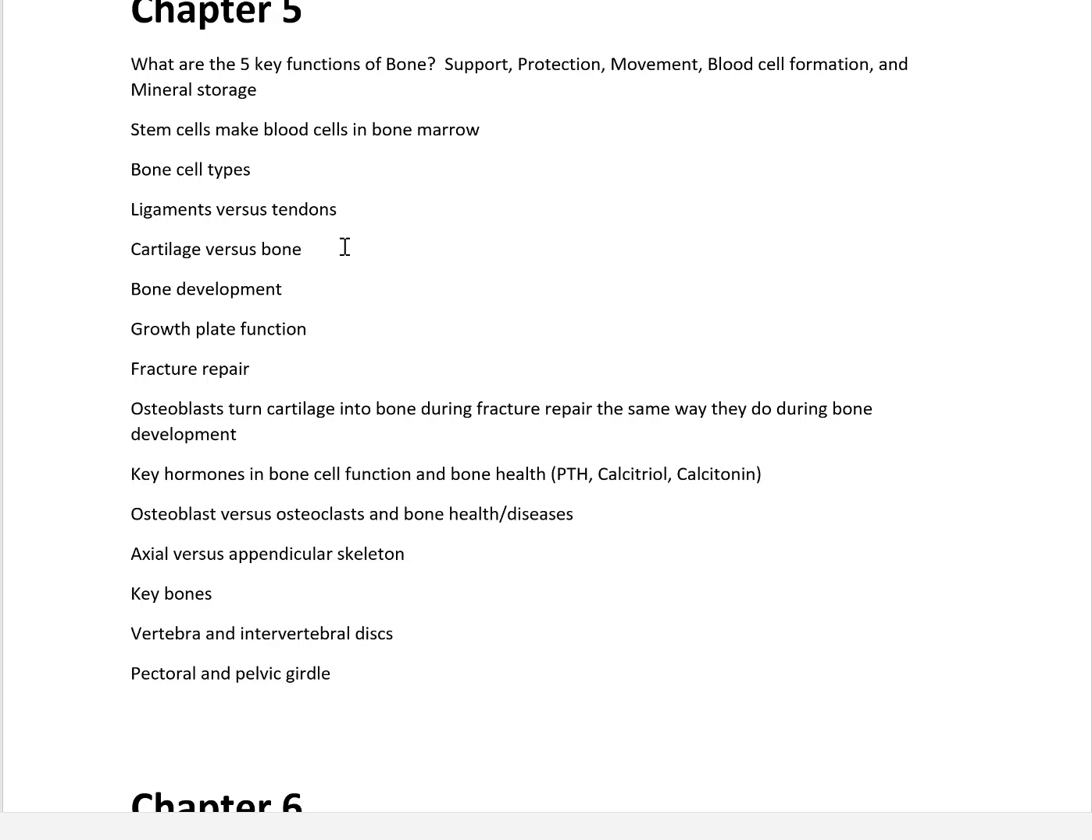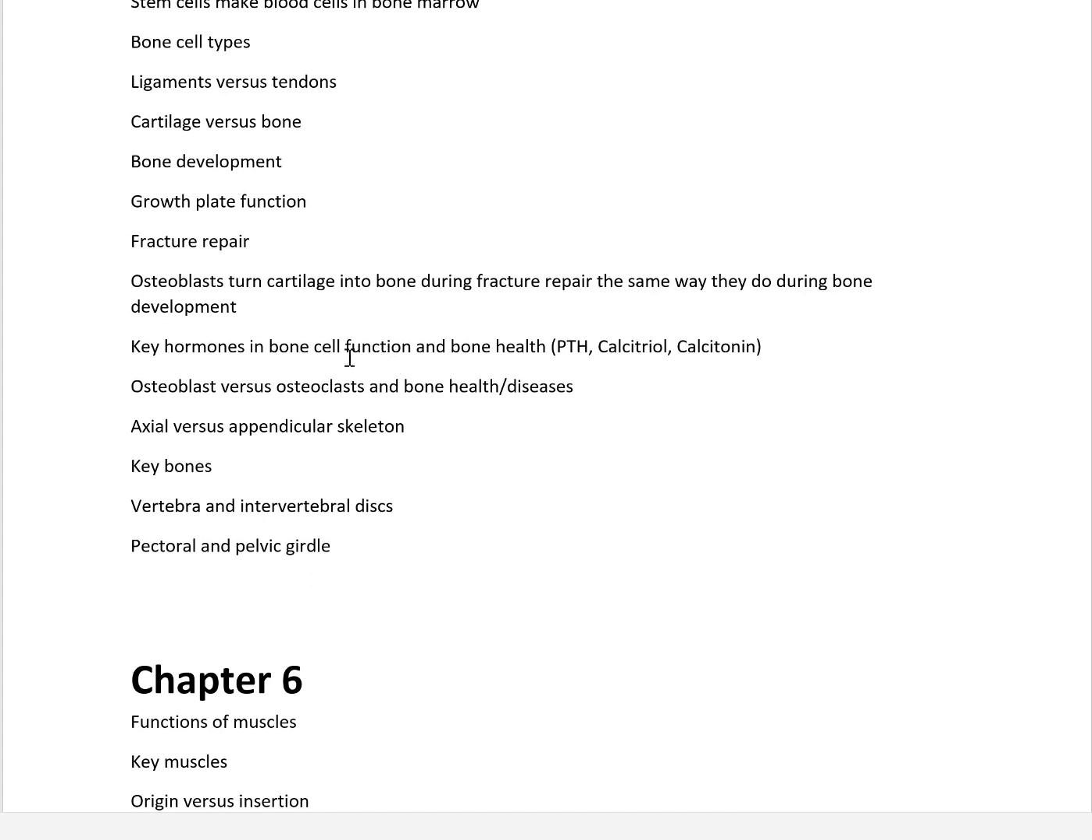Fracture repair is actually quite similar to the bone remodeling process and bone growth process. When you have a fracture, blood's going to show up. A cartilage framework is going to be laid down first to kind of wall off the area, and then osteoblasts are going to come in and turn that into bone. So we have cartilage, we have blood turning cartilage into bone. So it's real similar to the bone development process, which I've noted here. Osteoblasts turn cartilage into bone during fracture repair the same way they do during bone development. So osteoblasts are key players in both bone development and fracture repair. So you need osteoblasts.